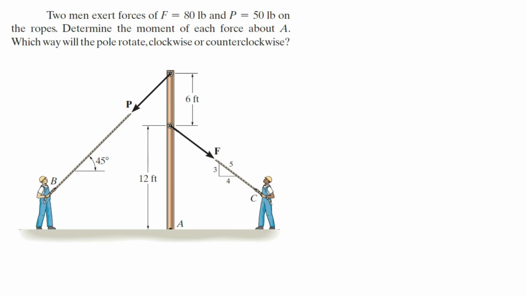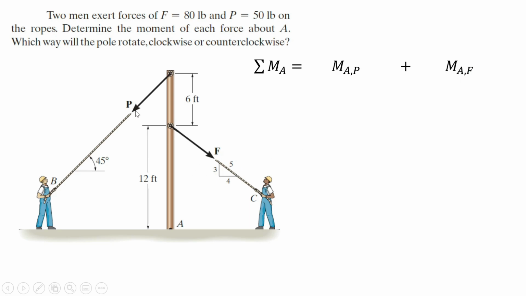So here I have two forces. We have force P and a force F acting on our pole. And the pivot in this problem is point A. So if I'm going to determine the net moment on this problem, I will use this formula, in which the summation of moment at point A is equal to the moment at point A due to force P plus the moment at point A due to force F.